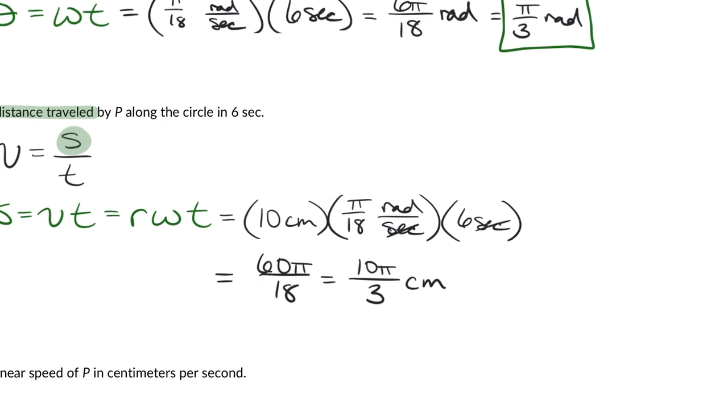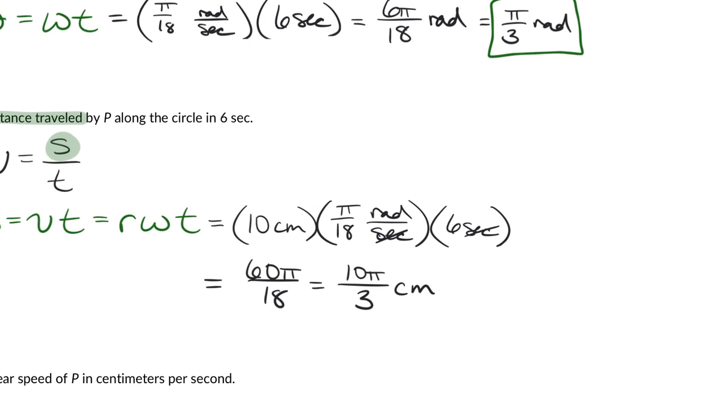This one will probably be asked to be given to a rounded decimal. So in your calculator, 10 pi over 3, can we type that in? Okay, let everybody type it in.